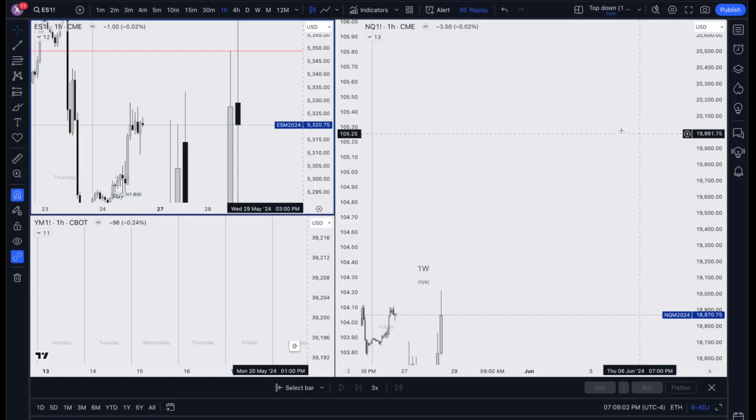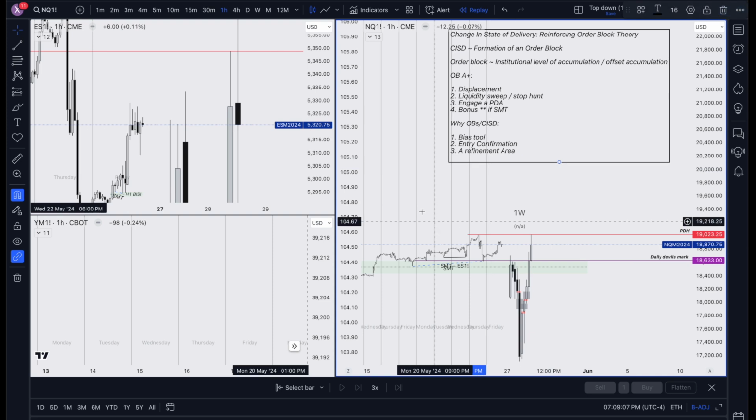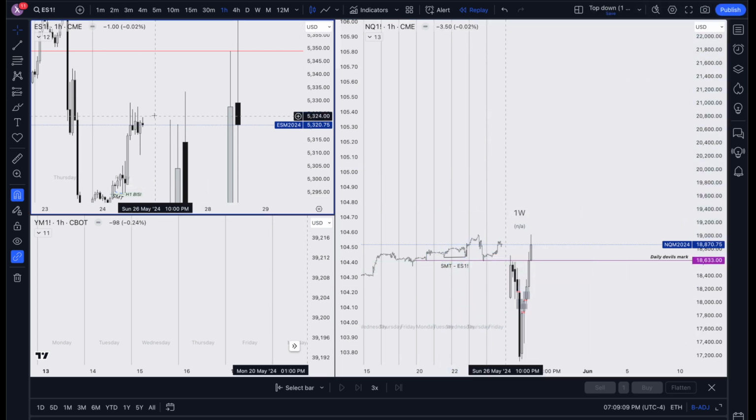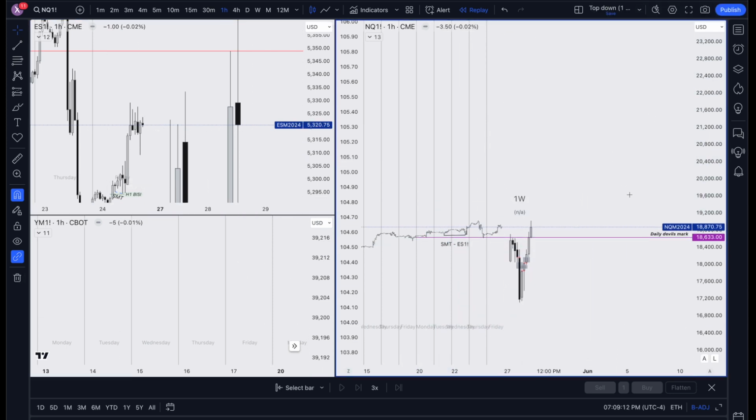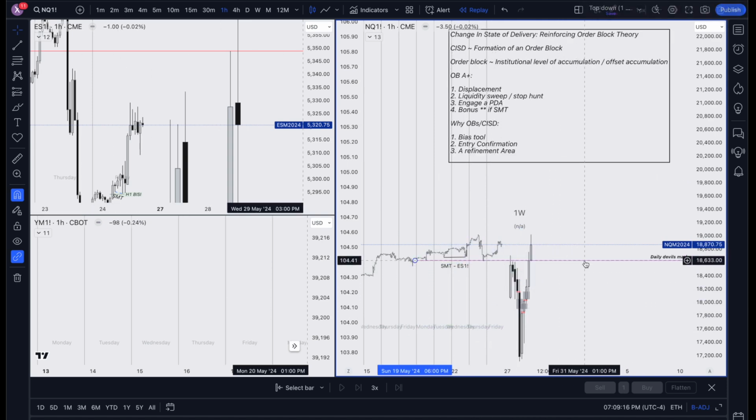Oops, didn't mean to delete my text box. I've done it again. How do I delete all this without deleting my text? There we go.